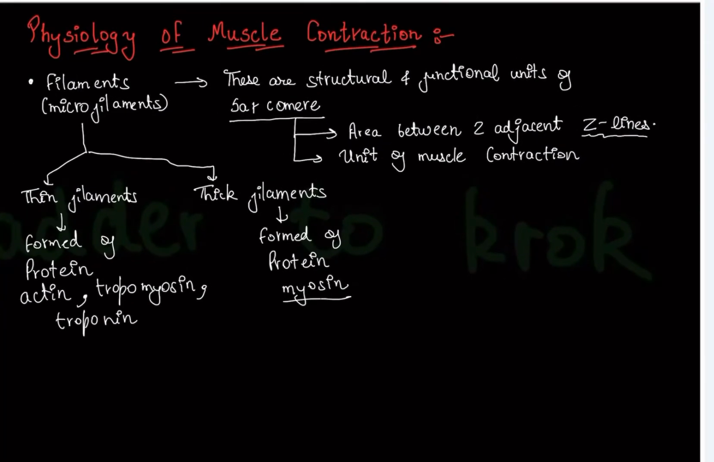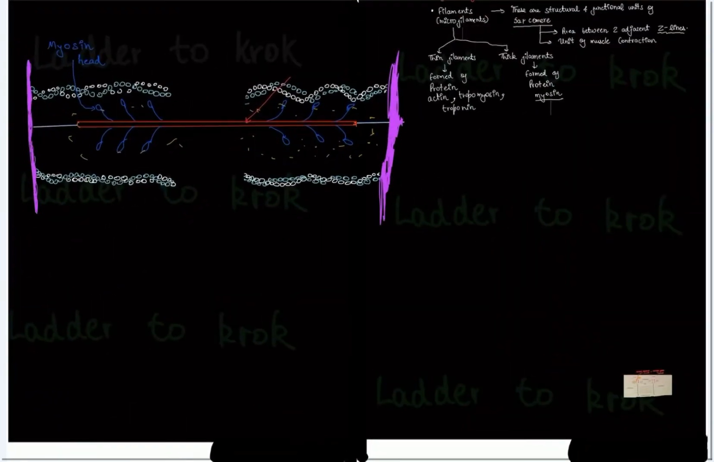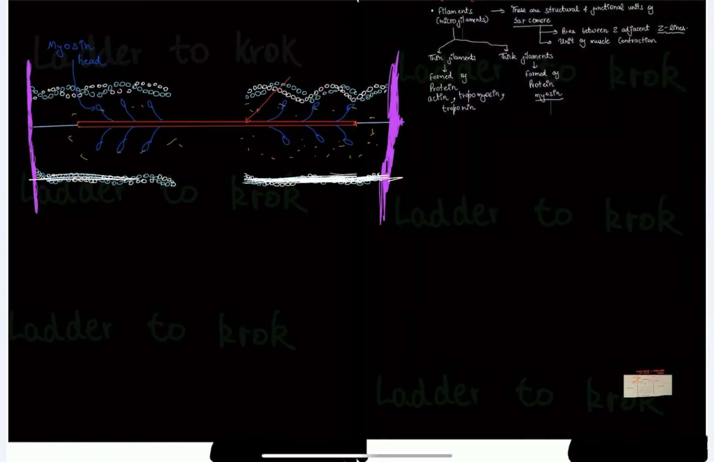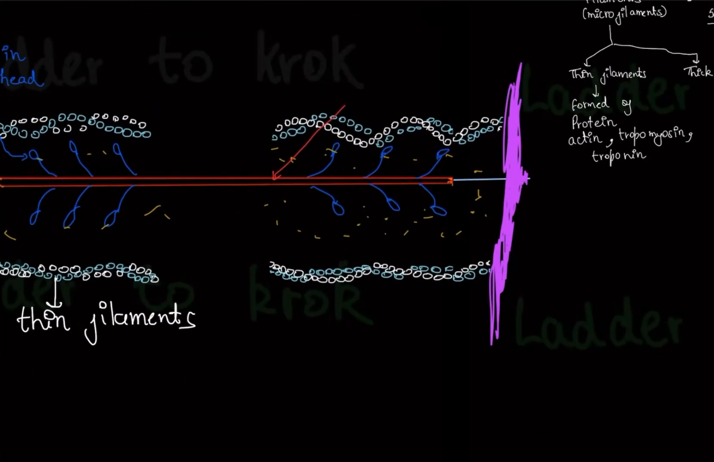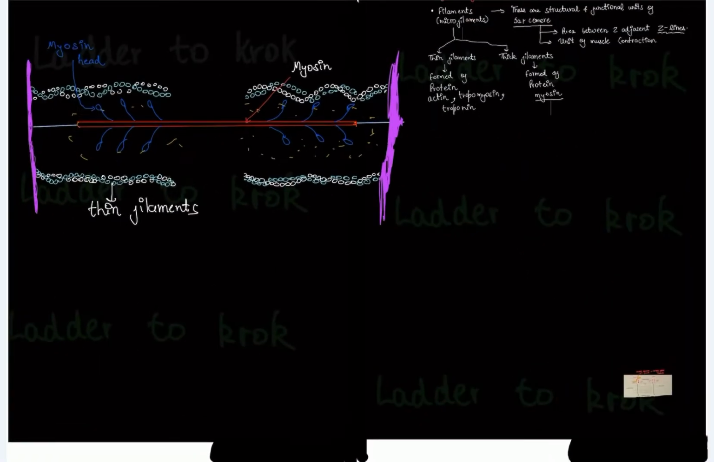Now I want to tell you what these thin and thick filaments are. See this line, above and below, this is actin. Actin, tropomyosin and troponin are the thin filaments. Okay, this red one in between is myosin. Myosin is the thick filament.